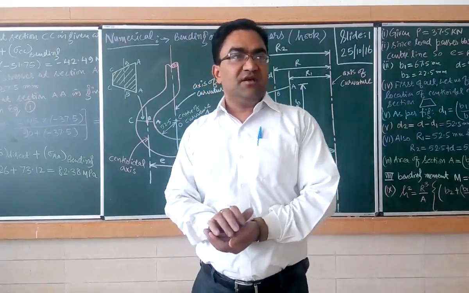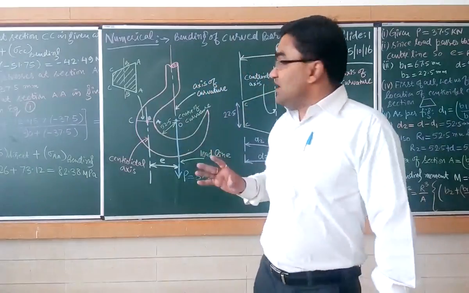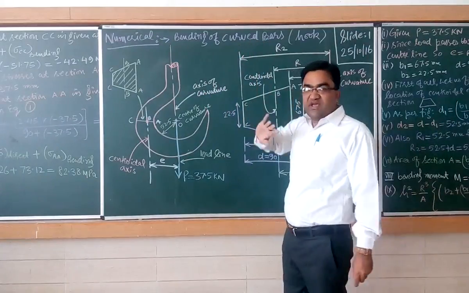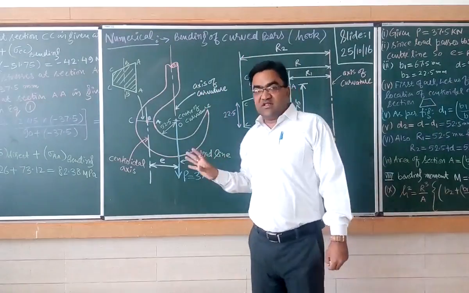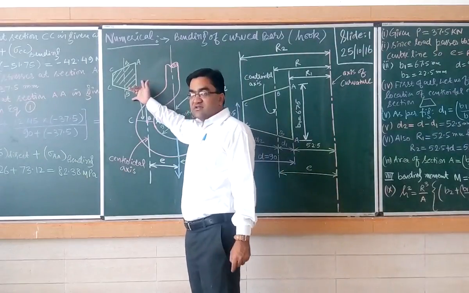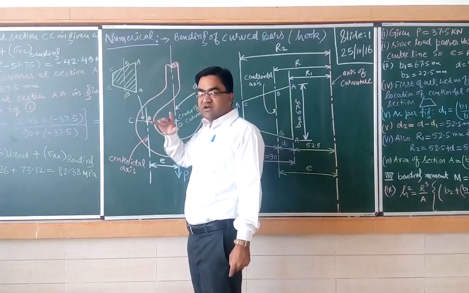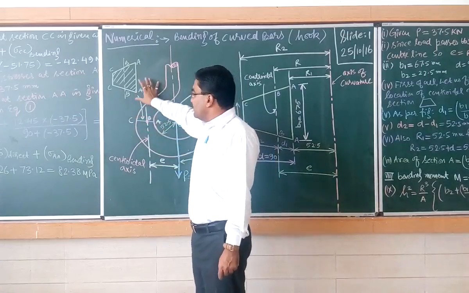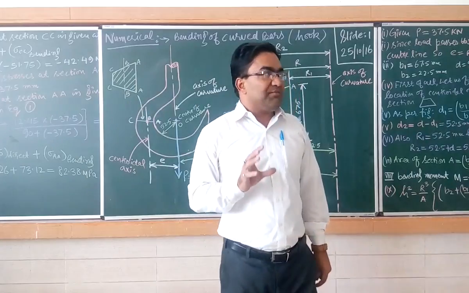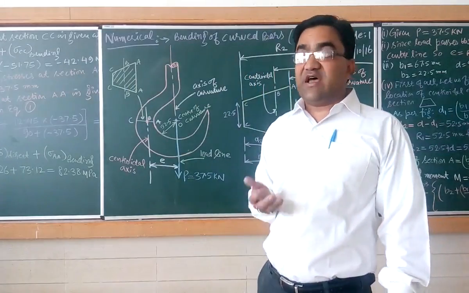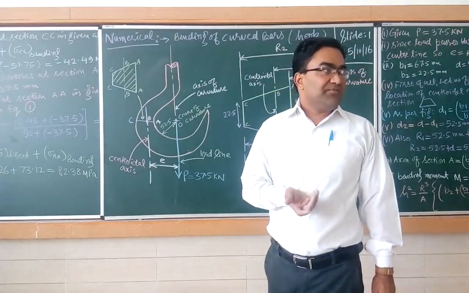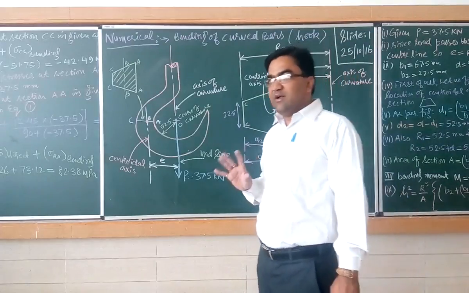Students, today we will be understanding the numerical regarding the bending of curved bars. Till now we have analyzed different types of cross sections, like circular, triangular, rectangular, and even trapezoidal cross sections. Now today we will see the applications of these cross sections, why we were finding the value of h square for different types of cross sections. So today we will be learning that.